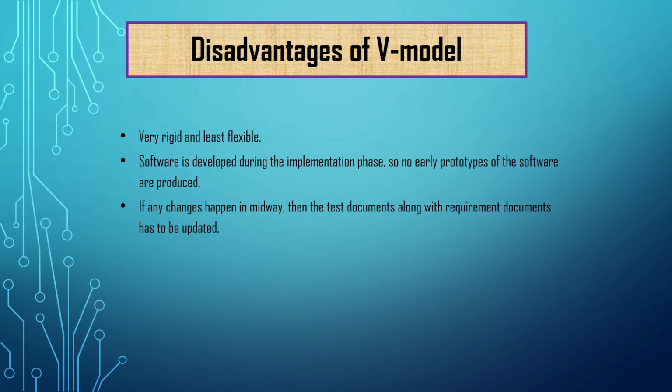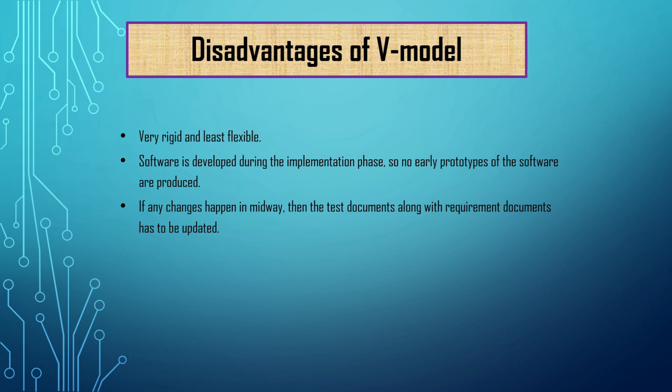The disadvantage of the V model is that it's very rigid and least flexible, meaning if there are frequent requirement changes happening in your project, then this model is a big no. So it's not that flexible. Software is developed during the implementation phase, so there is no early prototype of the software produced.